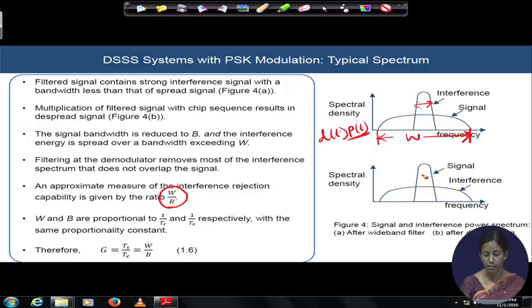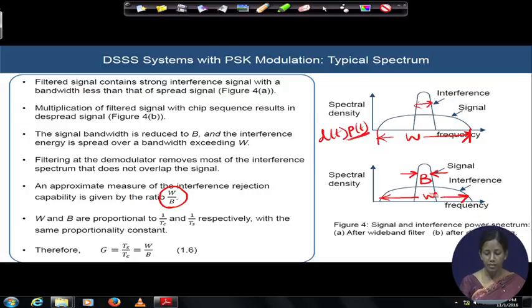In the receiver, after despreading, what will happen? After despreading, the signal bandwidth will contract again. It will be compressed over the bandwidth from which we started. But now the interference is getting multiplied with the locally generated p(t), which was not done earlier, hence p(t) will help spread this interference over the bandwidth W.